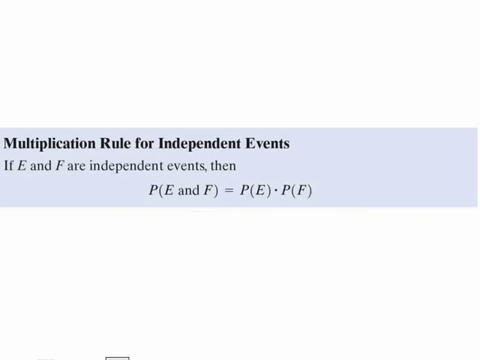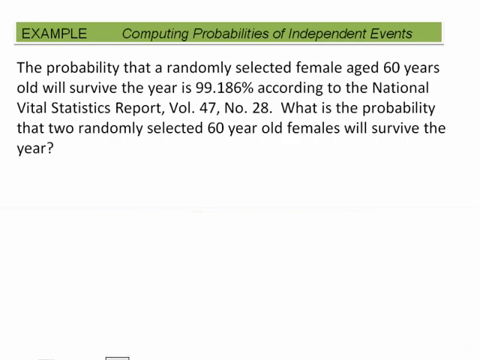When you see the word or, think addition. And multiplication. Or addition. All right, let's continue with our dismal example of people surviving the year. The probability that a randomly selected female aged 60 years old will survive the year is 99.186%, according to the National Vital Statistics Report.